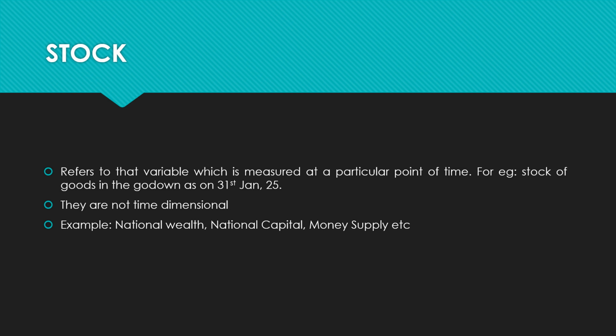As you remember, in accountancy you have done opening stock and closing stock. In the opening, how much stock is lying in the godown. At the end of the year, how many goods are lying in the godown. That is closing stock. So that is a particular point of time, so it is not time dimensional. The examples of stock are national wealth, national capital, money supply, etc.